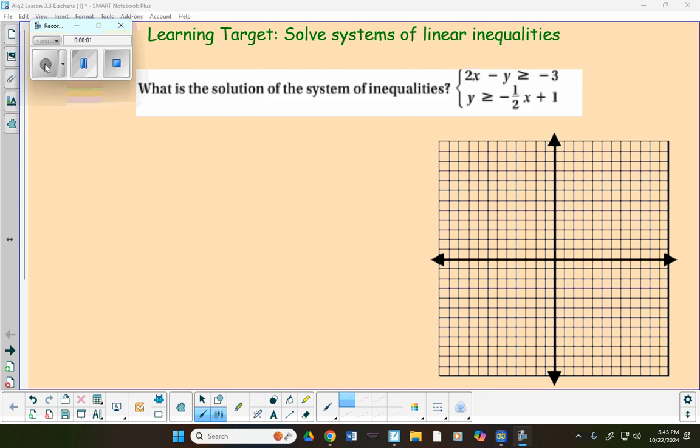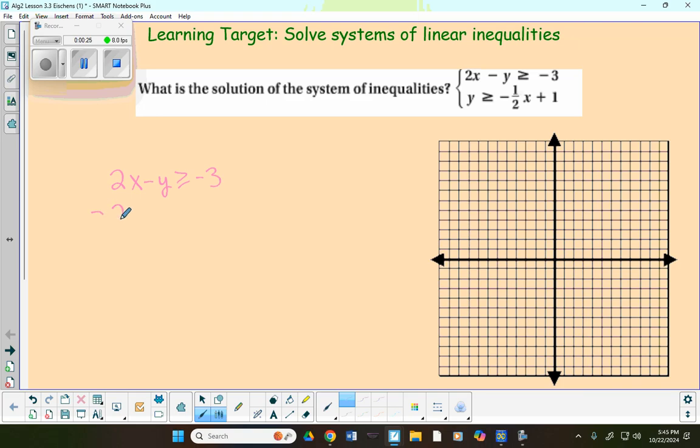Hi, in this lesson 3.3 for Algebra 2, we are going to be solving systems of linear inequalities, which means we're going to find the regions of the graph that work for both inequalities. So we'll start by writing down the equations and solving for y so that we can graph them.